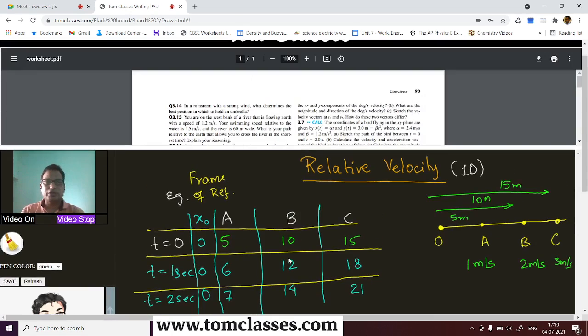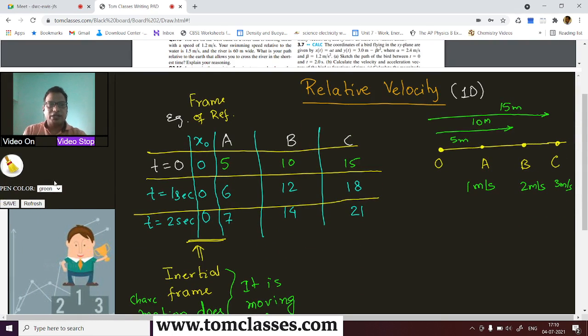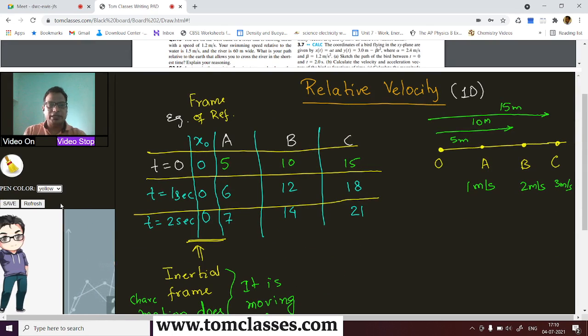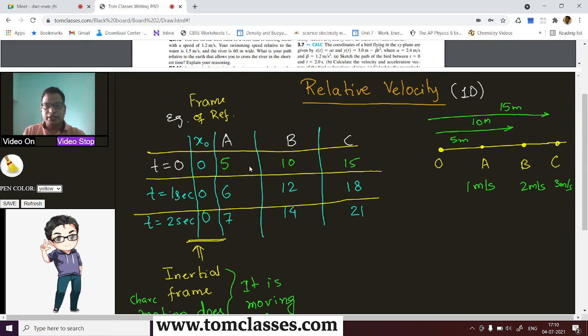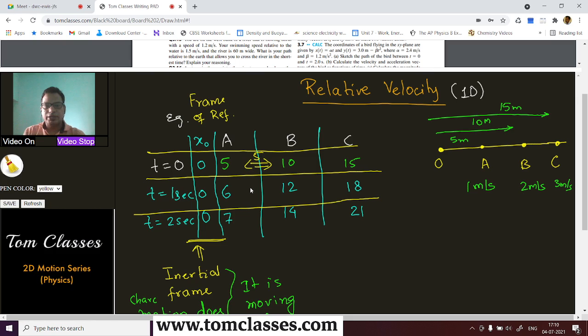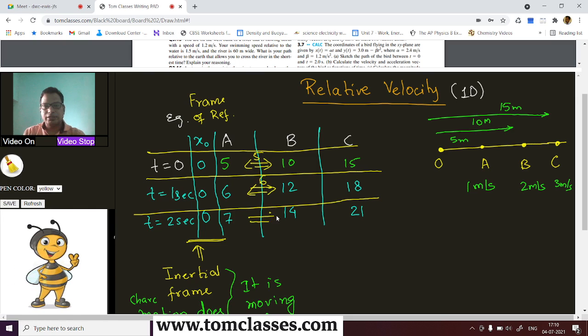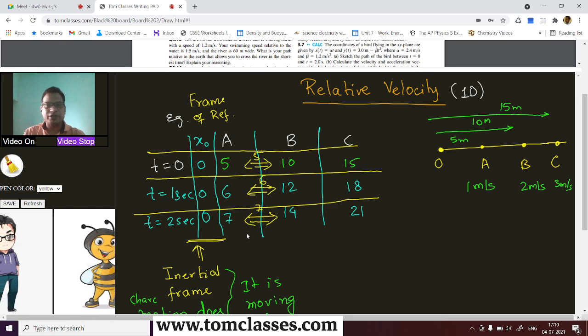Okay, so that is what it is. Now, this is the inertial frame. Now let's observe the relative position. You see that here the gap is how much? It is 5, right? Here the gap has now become 6, right? Here the gap has now become 7, right?